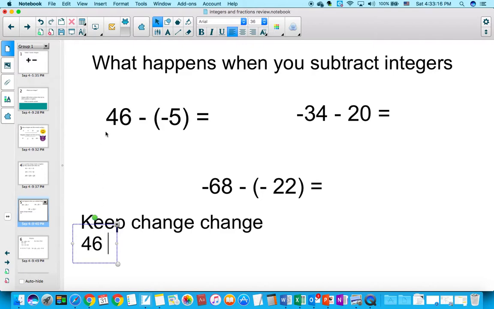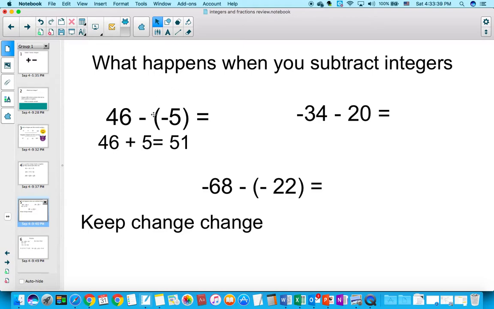Change your symbol. So instead of subtracting, we are now adding. And change the sign of the number, so instead of negative 5, it's positive 5. So 46 plus 5 is 51. I like to also think of it as you have 46 and you're taking away negative. You're taking away bad. You're making it stronger. It's getting bigger. 51. It's bigger.